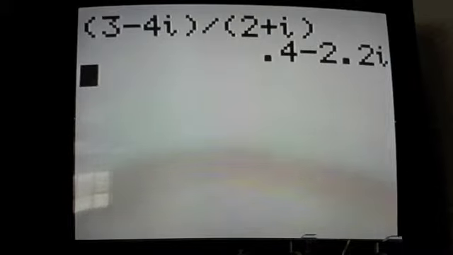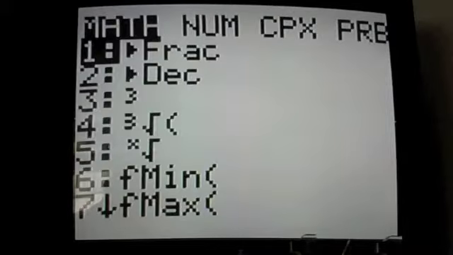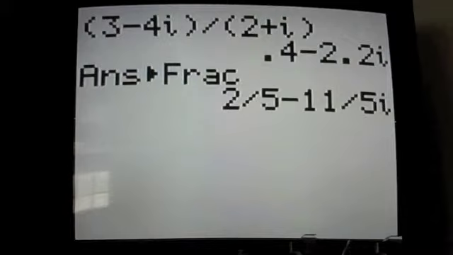Now you get decimals, 0.4 minus 2.2i. We don't want decimals, we're going to want fractions, so you're going to hit math, enter, enter to change it from a decimal into a fraction, and you get 2 minus 11i divided by 5. Now it looks a little funny on the computer screen, but that is 2 minus 11i over 5.